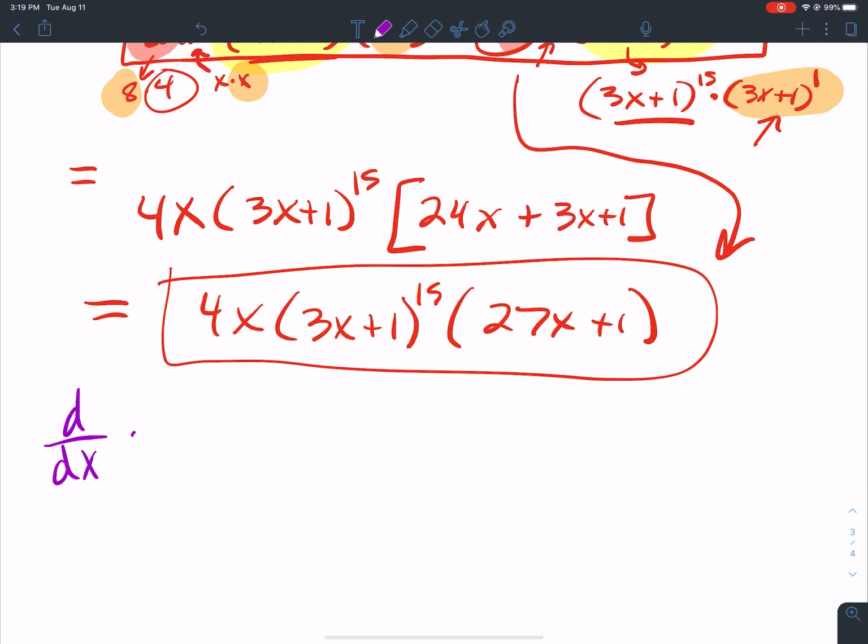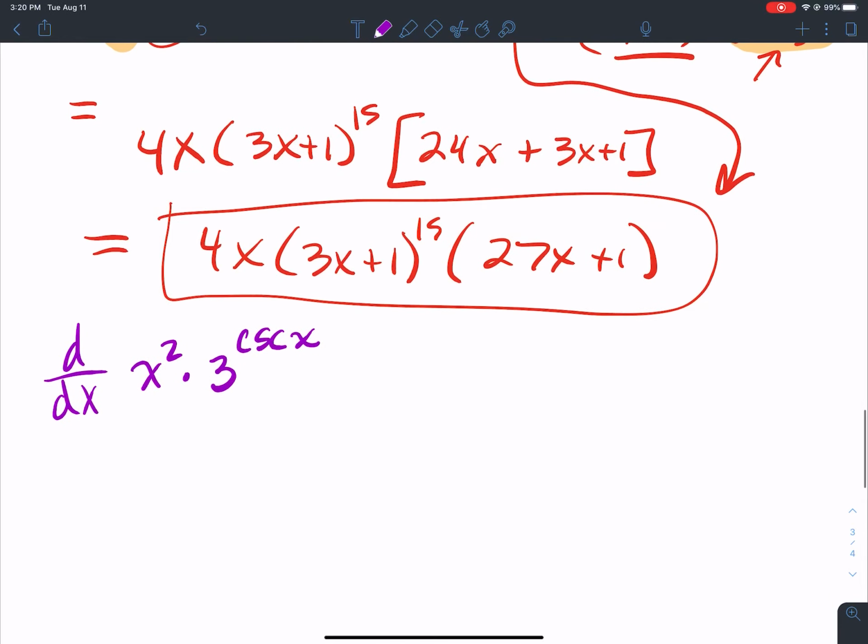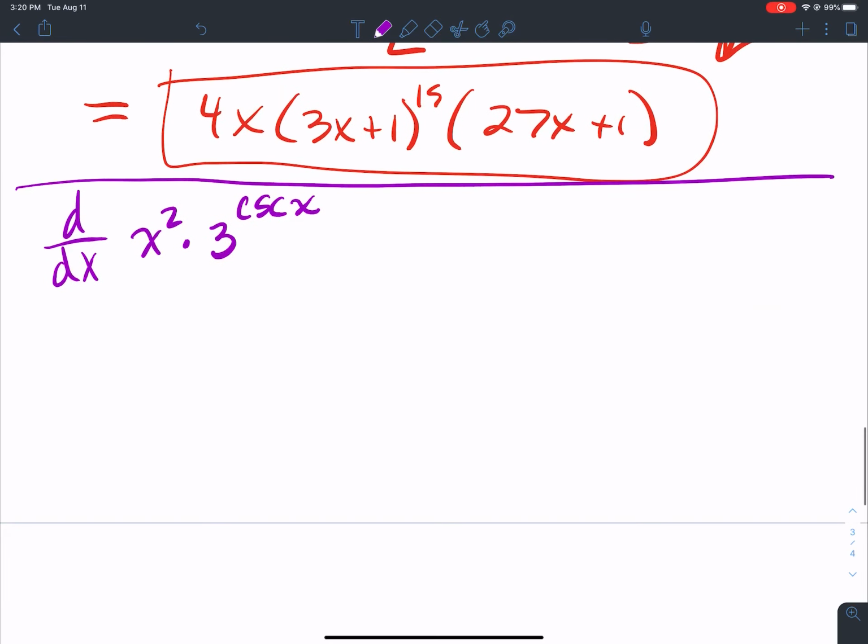d/dx of x squared times 3 to the cosecant x. So how do we do this one? All right, once again, we've got a product holding those two functions together. This one's derivative is going to be easy, but this derivative looks like we're going to have to apply the chain rule because it's 3 to something weird. So 3 to something is 3 to something times ln 3 times the derivative of the something, right? Chain rule. So I have a product rule and a chain rule going on.